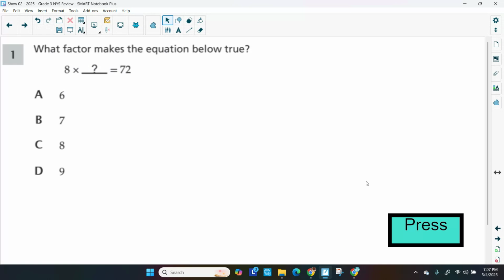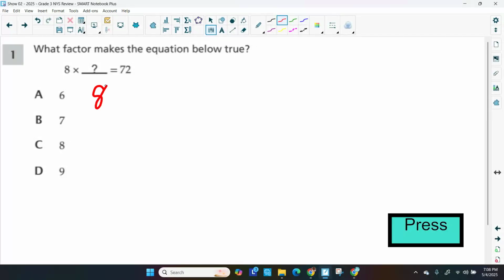You take the first one. What factor makes the equation below true? 8 times blank equals 72. So let's do this.